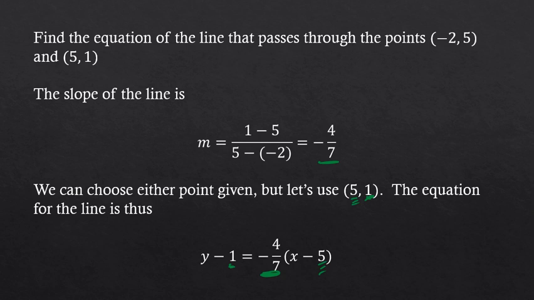You could then take this and write it in slope-intercept form. If you multiply the -4/7 into both terms here and then add the 1 onto both sides, you would get it in y equals mx plus b form. You may be asked in homework or on a quiz or tests to write it in a specific format. However, if you're not, then I don't care which one you write it in. They are both equally correct answers.